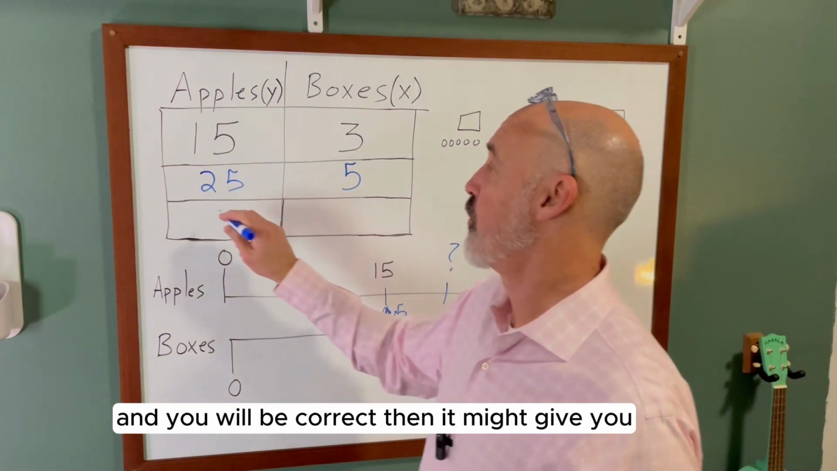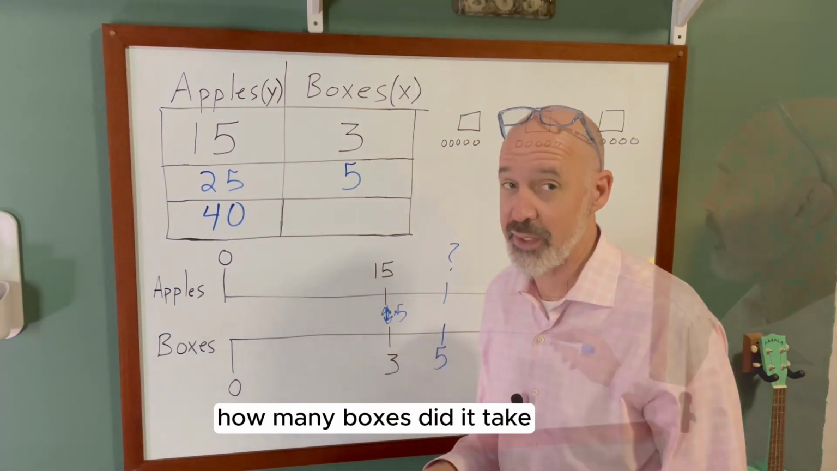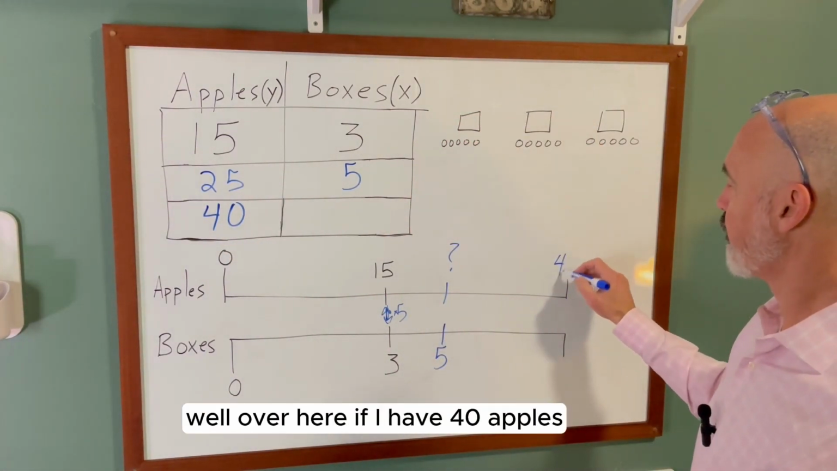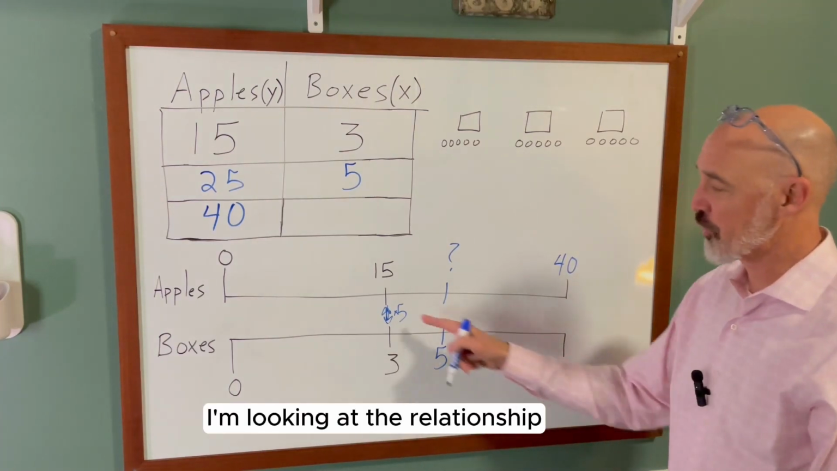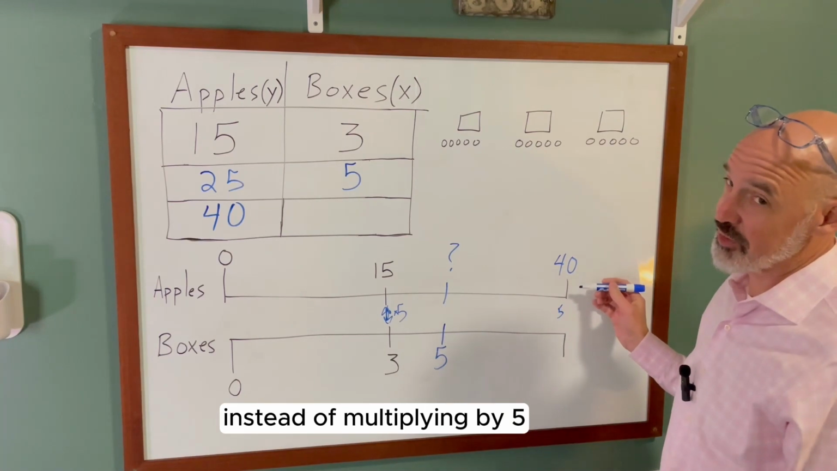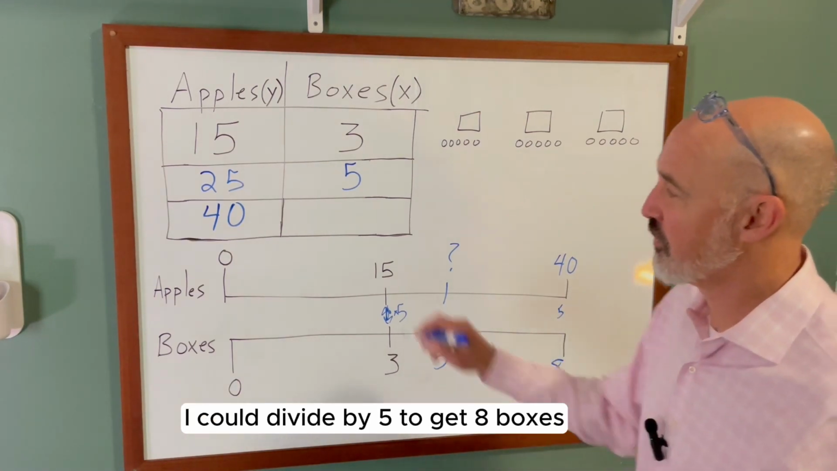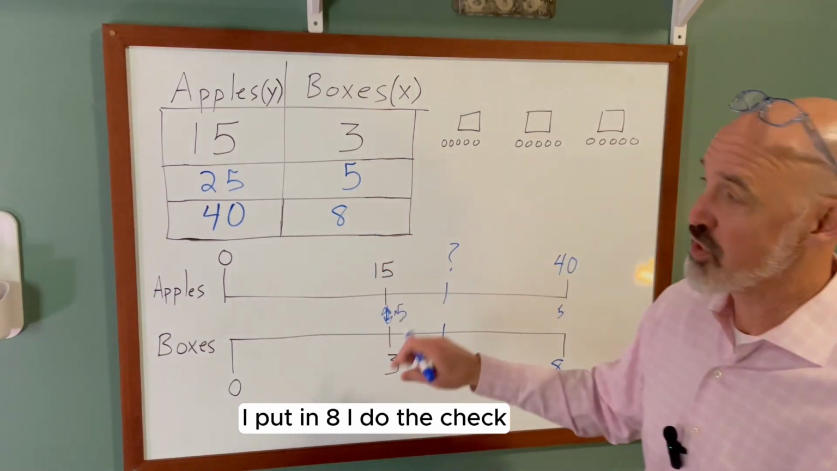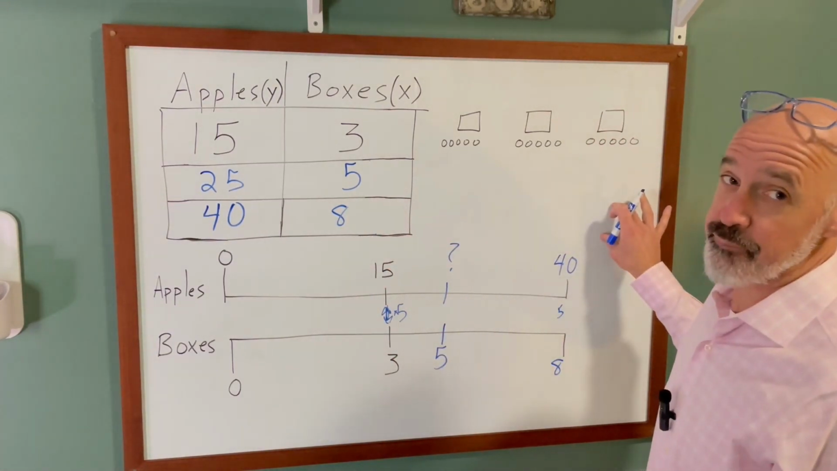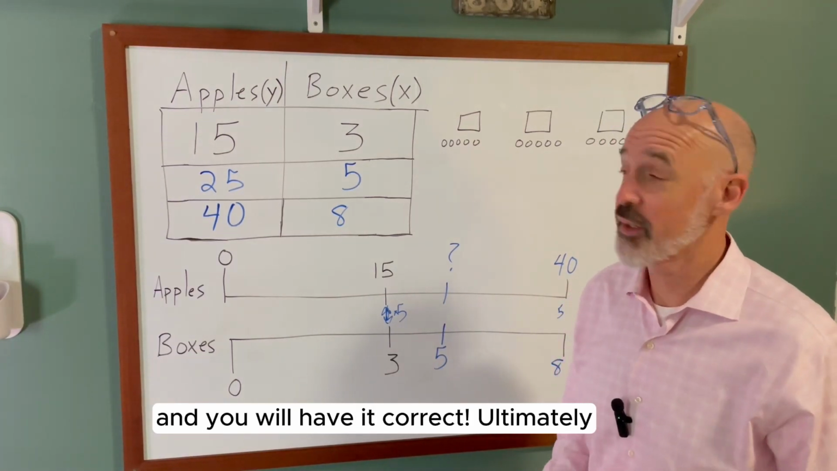Then it might give you, but what about when you have 40 apples? How many boxes did it take? Here, if I have 40 apples, I'm looking at the relationship. It is 5, but in this case, instead of multiplying by 5, I could divide by 5 to get 8 boxes. I put in 8, I do the check, it'll show up. Then you push check for the whole problem, and you will have it correct.